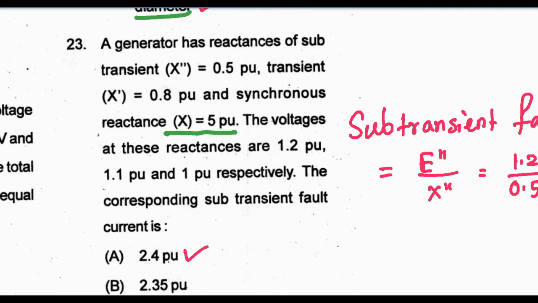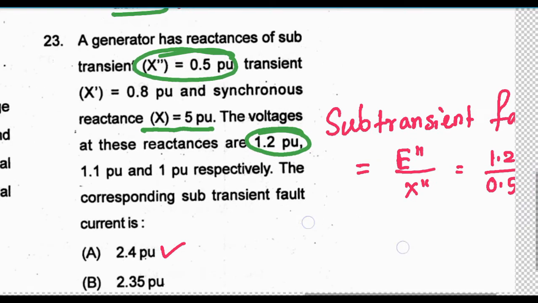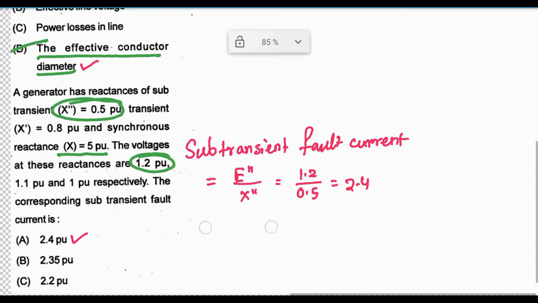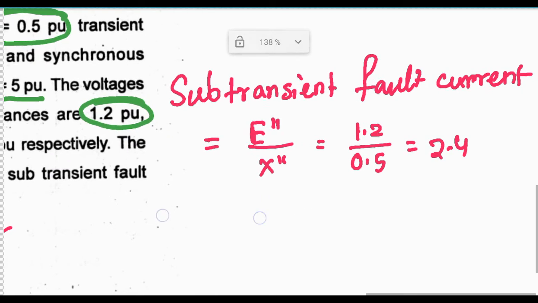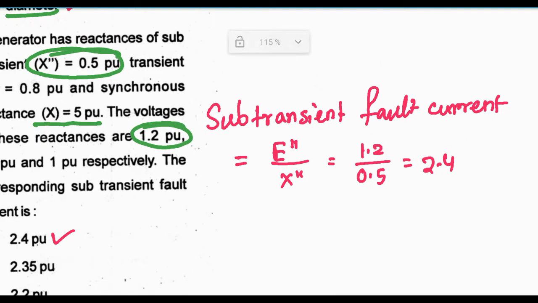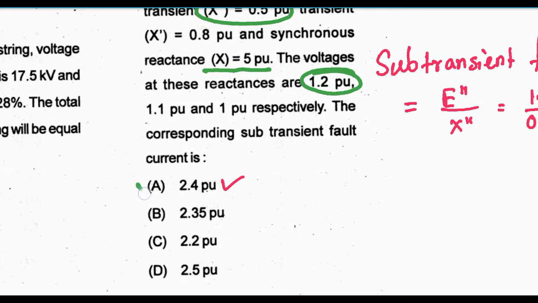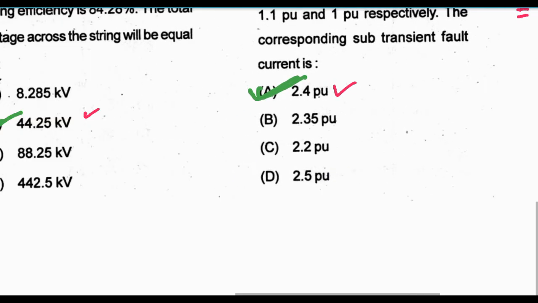As this is asking about the subtransient, we have to consider the subtransient reactance and subtransient voltage. So here subtransient voltage by subtransient reactance, that means 1.2 by 0.5, both are in per unit, and the answer will be 2.4. Fault current will be 2.4 per unit. Option A here is the correct answer.